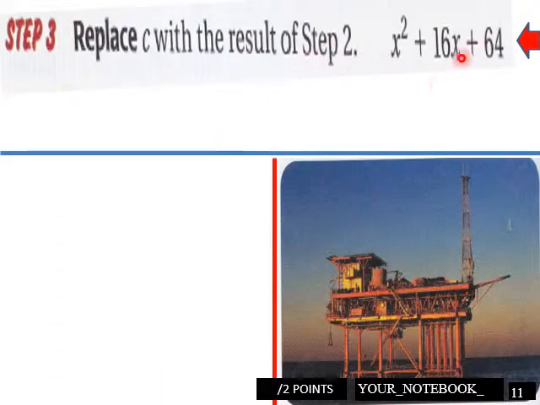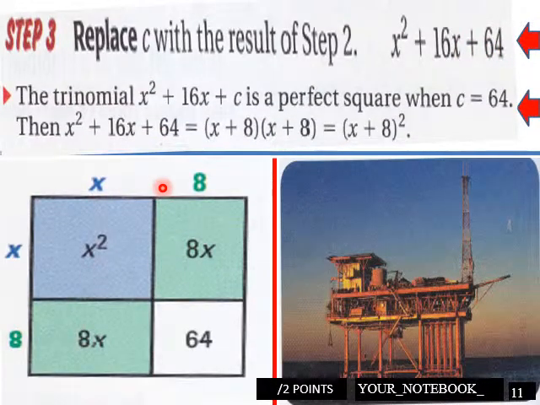Replace c with the result of step 2. So we have x squared plus 16x plus 64. Then we chop this in half, put it here, and put the other half over here. And we come up with x plus 8 quantity squared.